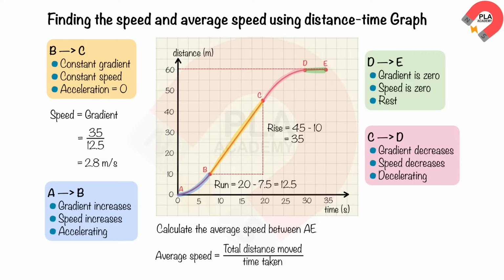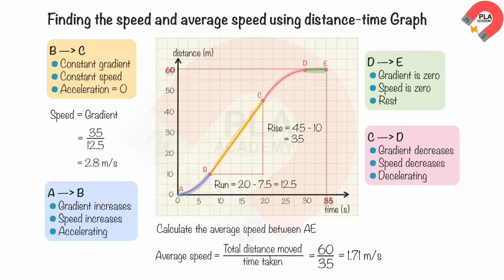We can find the average speed between A to E by the total distance divided by total time taken. The total distance is 60 meters. The total time is 35 seconds. Therefore, the average speed is equal to 60 divided by 35, which is equal to 1.71 meters per second.